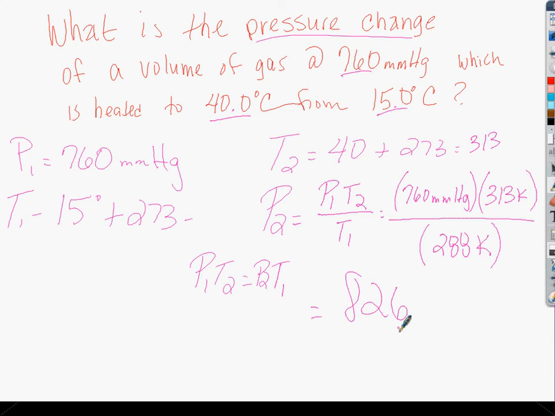And then what unit would it be? Oh, Celsius, Kelvin. What am I looking for? Pressure. In this problem, what is pressure measured in? Millimeters of mercury. Let me show you one way you could have figured that out. You know algebra. Kelvin cancels. I'm left with millimeters of mercury.